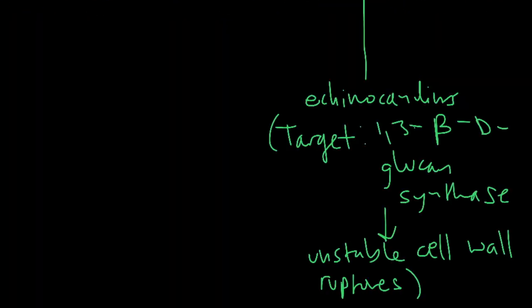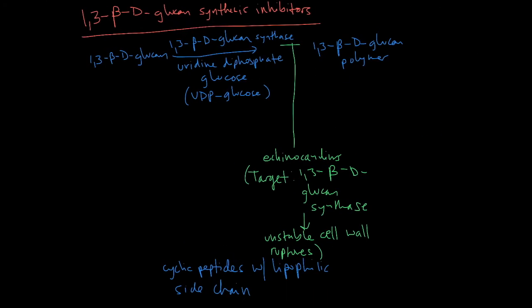So our next class of drugs are our 1,3-beta-D-glucan synthesis inhibitors. So the biosynthetic pathway of the 1,3-beta-D-glucan layer of the cell membrane. 1,3-beta-D-glucan is elongated to form the 1,3-beta-D-glucan polymer by 1,3-beta-D-glucan synthase and uridine diphosphate glucose, or UDP glucose.